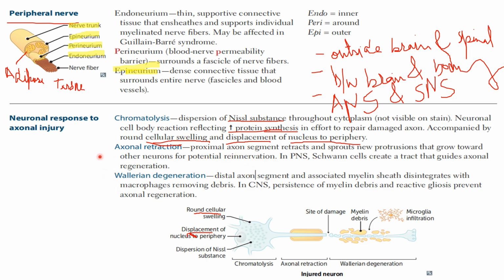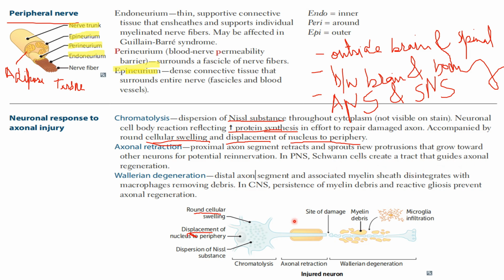This axonal retraction happens because of injury, but it also happens when the baby is being developed, during embryological development also. This is how the axons basically get divided and retract themselves in order to stop. And there's an advantage in the PNS, the peripheral nervous system, where the Schwann cells create a track that guides axonal regeneration.